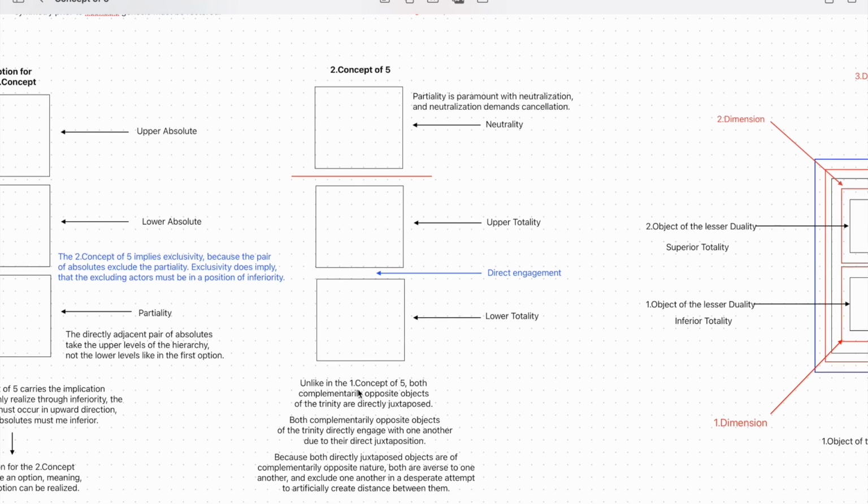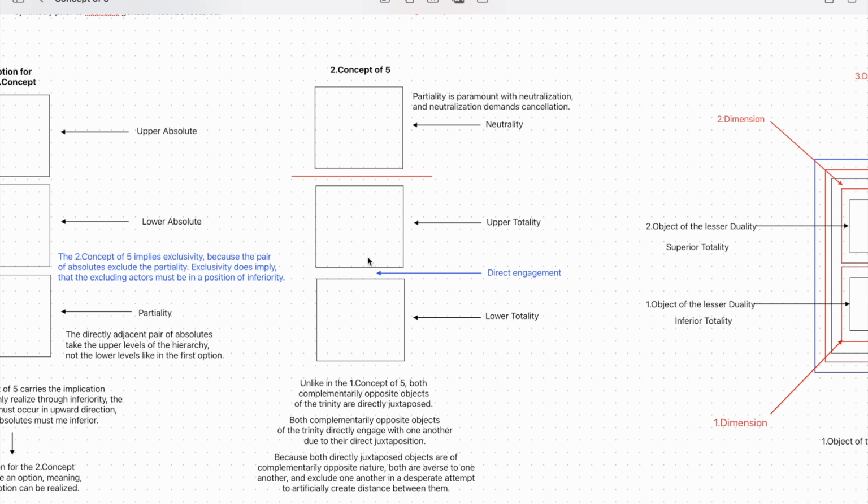Unlike in the first concept of 5, both complementarily opposite objects of the trinity are directly juxtaposed, as you can see here, and are therefore in direct engagement with one another. Because both directly juxtaposed objects are of complementarily opposite nature, both are averse to one another and exclude one another in a desperate attempt to artificially create distance in between.